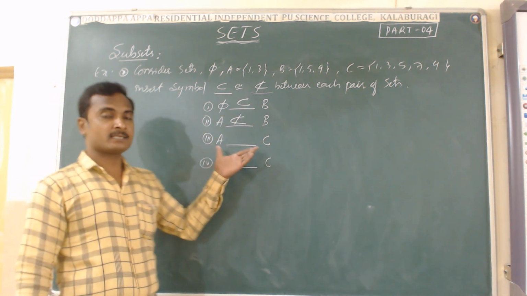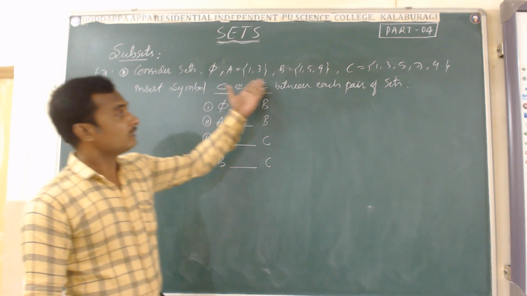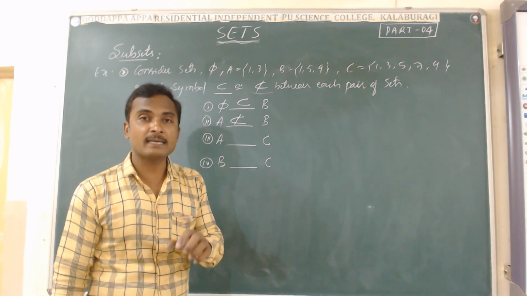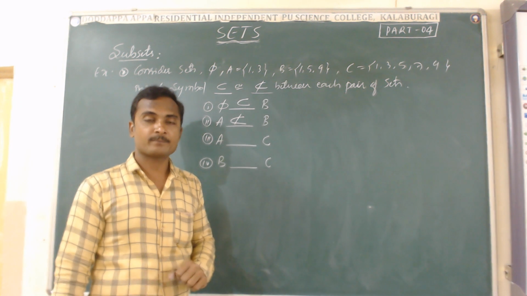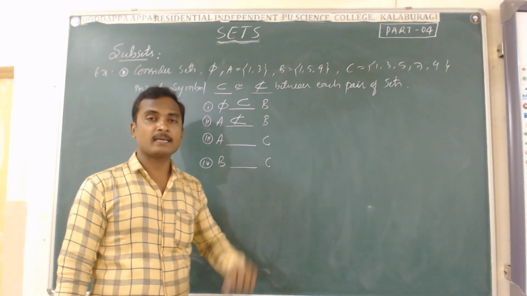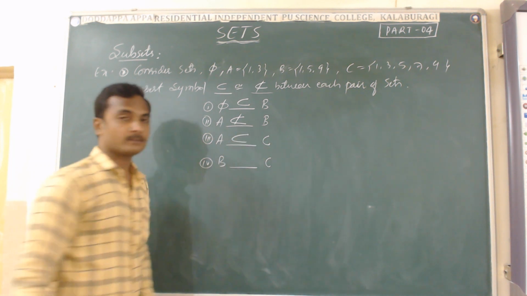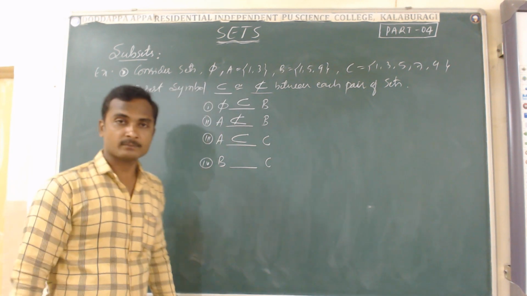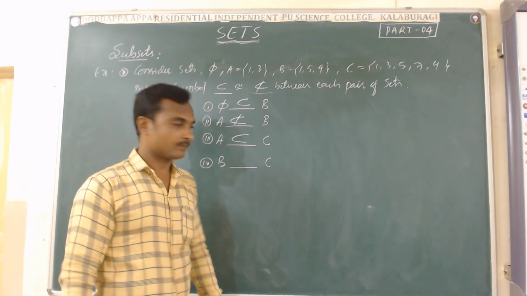Coming back to A and C, you can observe the relation between A and C. The set A contains 1 and 3. The set C contains 1, 3, 5, 7, 9. Definitely every element of the set A is an element of the set C. Clearly A is a subset of C. You can see 1, 3 are present in the given set C. It means A is a subset of C.